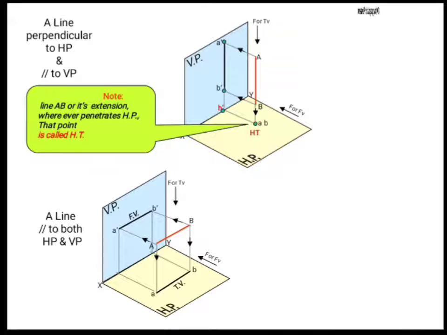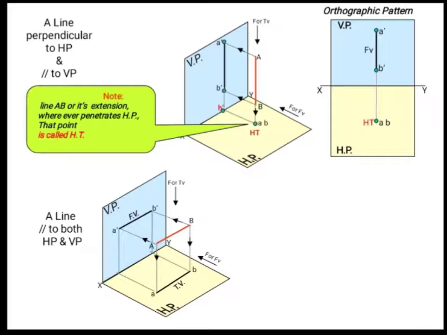In the orthographic projection, we can denote this horizontal trace like this, exactly matching with the plan of the line AB, and the elevation of this horizontal trace can be denoted on XY line and marked as H dash.